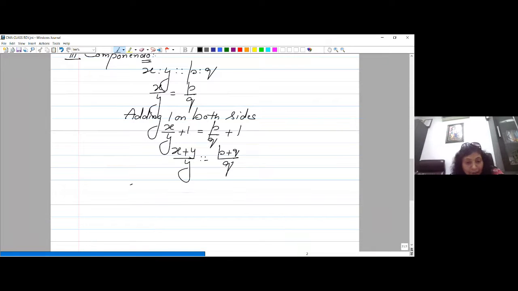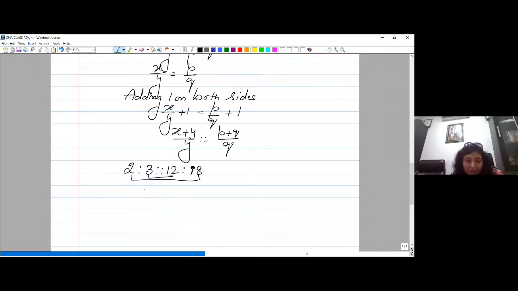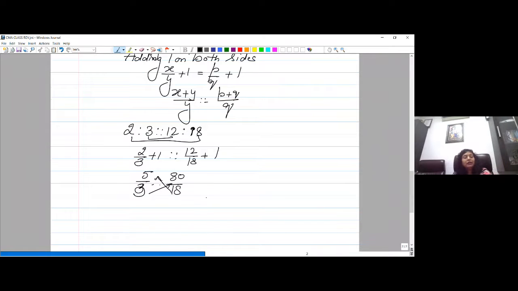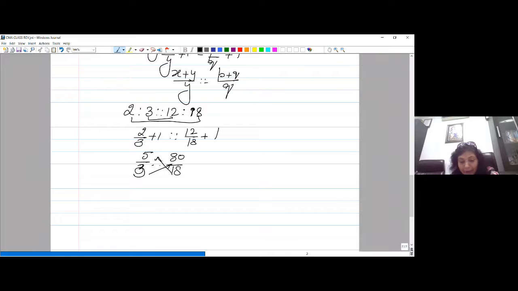Let's take an example. 2 is to 3 is in proportion to 12 is to 18. Now they are in proportion to each other. Now what we have done, we have added 1 on both sides, 12 upon 18 plus 1. So this becomes 5 by 3 and this becomes 30 by 18. Now again if we check it out, 18 5s are 90, 30 3s are 90. They are in proportion to each other. This is called componendo. Clear everyone?